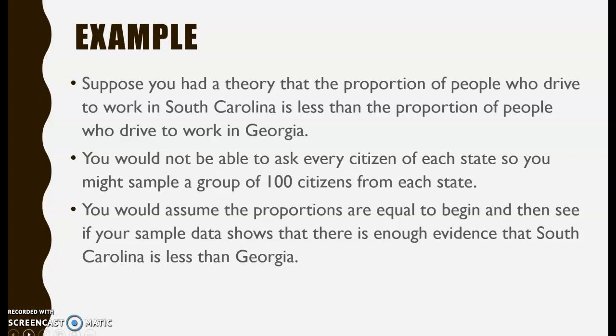So one situation where you might use this idea is suppose you had a theory that the proportion of people who drive to work in South Carolina is less than the proportion of people who drive to work in Georgia. You would not be able to go to South Carolina and Georgia and ask every single person in the state, but you might be able to sample a group of 100 from each state. We'd start with the assumption that the proportions are equal, and then we would see if our sample data show that there's enough evidence that South Carolinians drive to work less than people from Georgia.